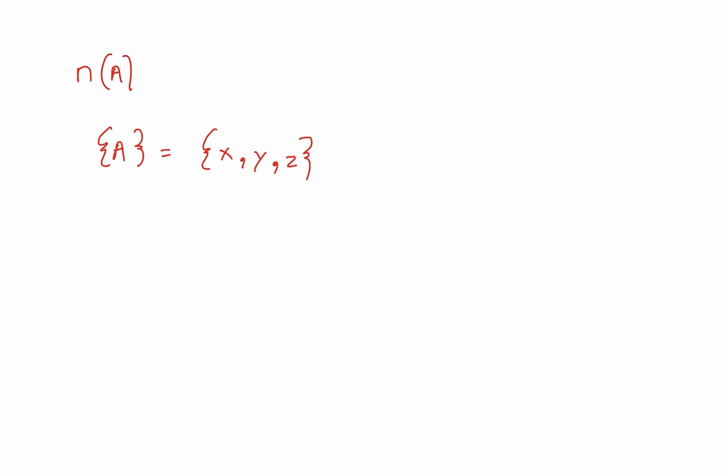Moving on, what if we want to know the number of elements in a set? How do we write that? Well, the notation for that is N(A). So if we had a set A with the elements X, Y, and Z, N(A) would equal 3 because this set A has 3 elements.